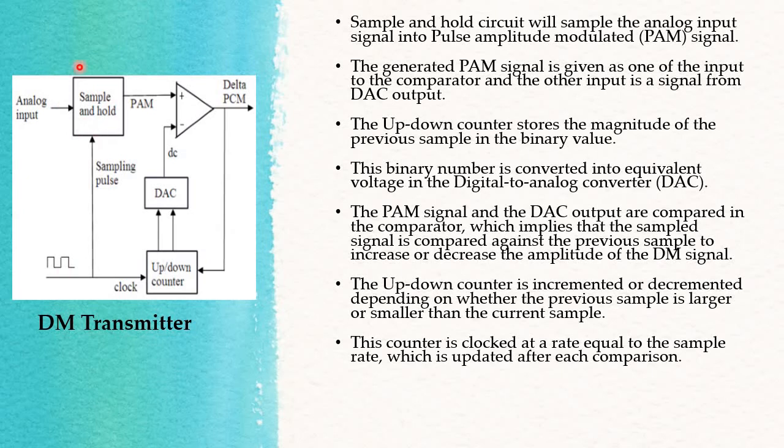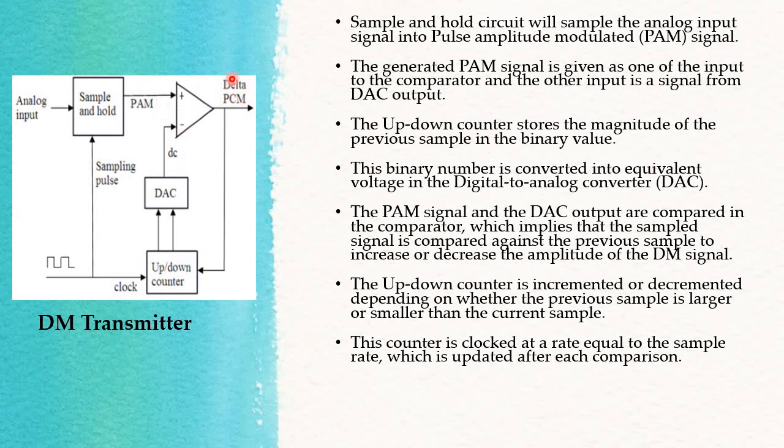So here we are having a sample and hold circuit, whose output is nothing but a pulse amplitude signal, which is given to the comparator. Now to the comparator, the second input is from the digital to analog converter, whose value is controlled by the up down counter. So if there is an increment, the digital to analog output value increases. If there is a decrement, this value also reduces. So here we are just converting the output of an up down counter into an analog signal, and based on the comparison it will generate the output.